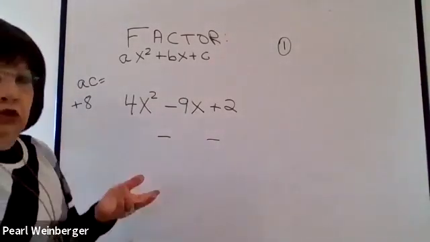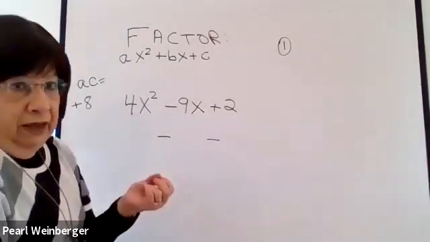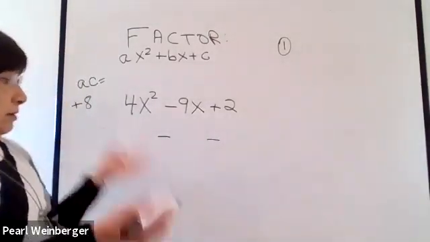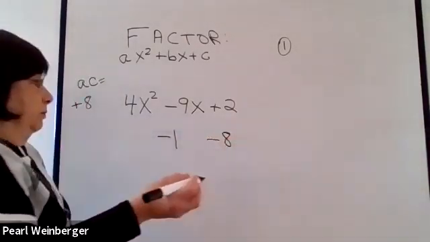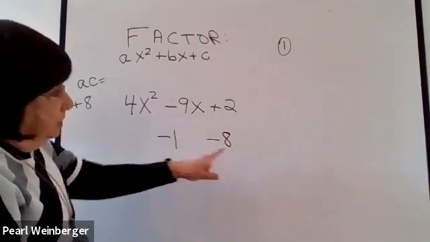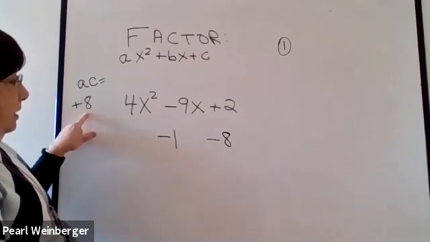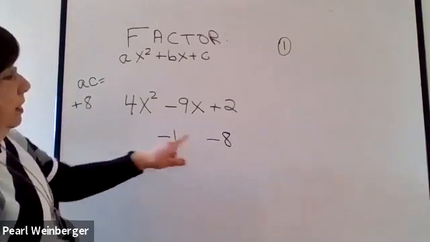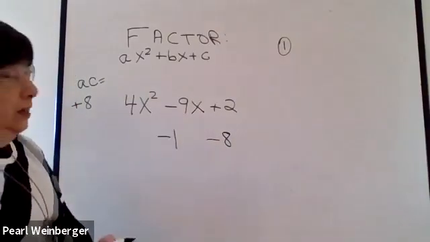So I look for two numbers that multiply to 8 and add to 9. Can I think of two numbers that when I multiply them give me 8, and when I add them, give me 9? Somebody mentioned 1 and 8. Absolutely, because negative 1 times negative 8 gives me positive 8, and negative 1 plus negative 8 gives me negative 9. These are the right numbers.